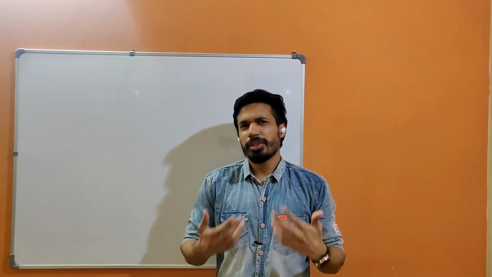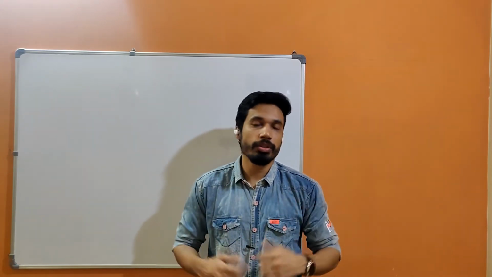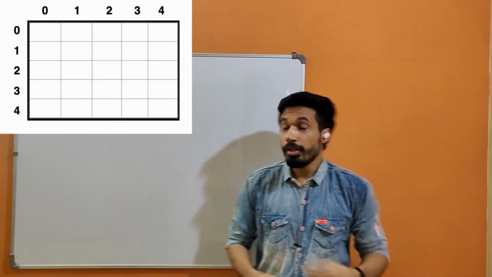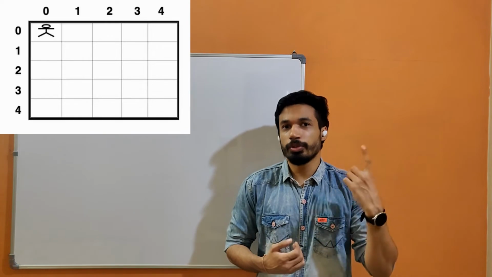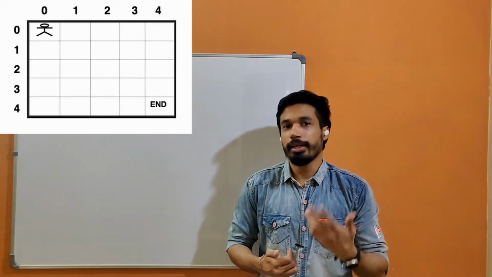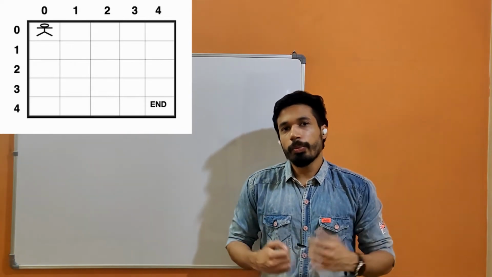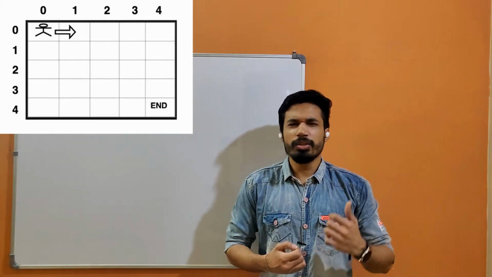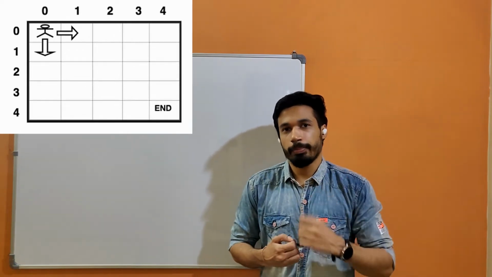Alright? That's a bit theoretical, right? So let's start with an example that we used in part 1 of the video, where a 5x5 grid matrix is given and I'm standing at the first position, that is 0th row and 0th column, and I want to reach the end of this matrix. According to the problem statement, I can go either to the left side of the matrix or to the down side of the matrix at a time.